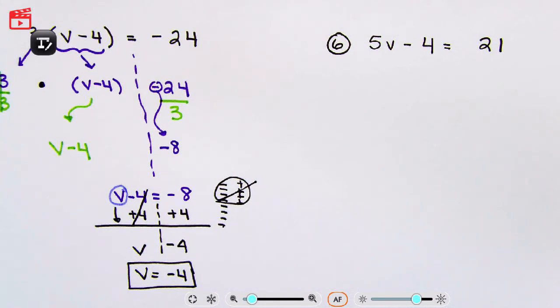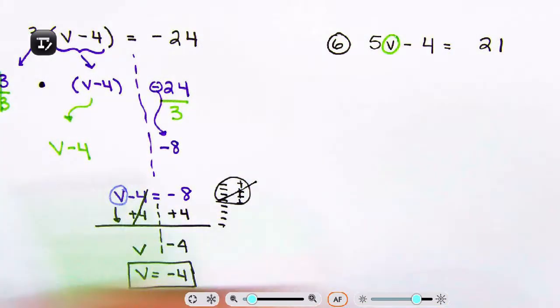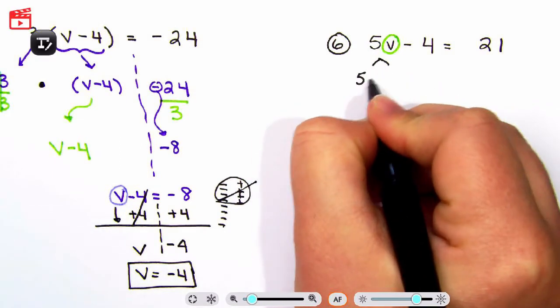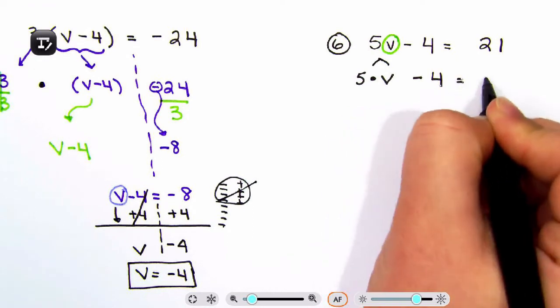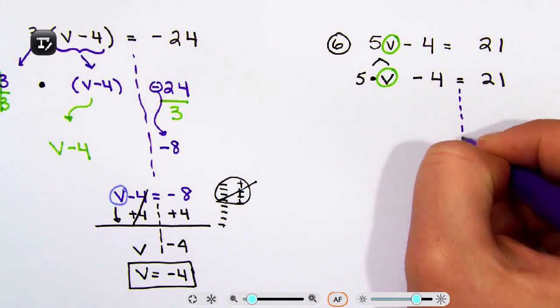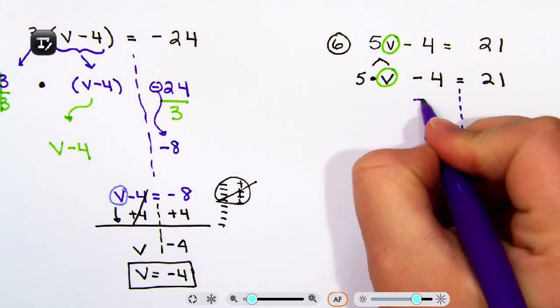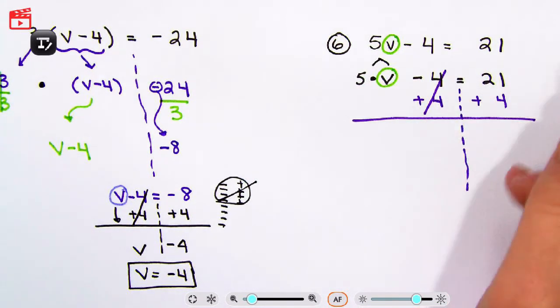5v minus 4. So where is our variable? Our variable is here. So our variable is attached to two things. It is attached to 5 by multiplication, and it is attached to this -4. Now, we want to get rid of the easy stuff first. So here's our v, we want to get rid of the addition and subtraction first before dealing with any multiplication and division. So here's our -4. We're going to add 4 to both sides. Make sure you are adding and subtracting first before multiplying and dividing.